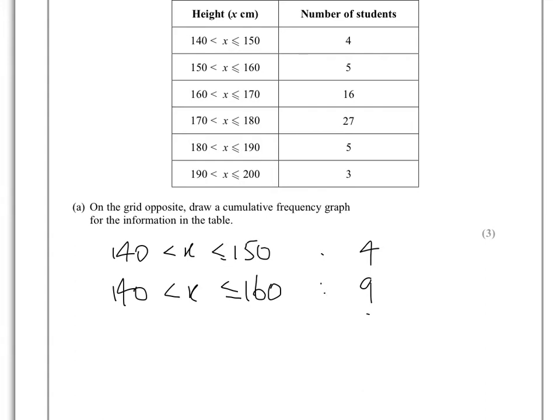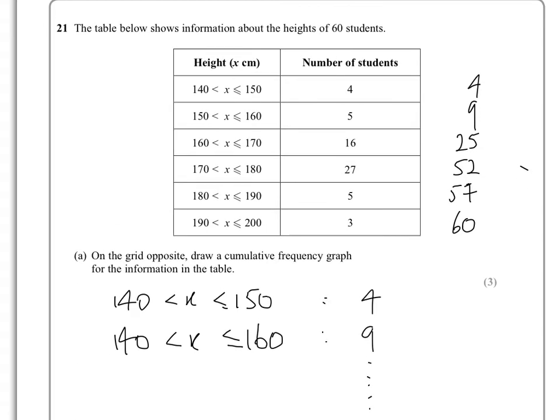And essentially we do that all the way down to the bottom. So what we'd end up with, 4 would obviously be the same as the first one. Then we've got 9. After that we've got 16 plus 9, 25. 25 plus 27, 52. 52 plus 5, 57. And then 57 plus 3, 60. And that's a good way to check that you've got it right, because if it's a cumulative frequency table, it will always add up to the total number of students, or whatever it is that they've mentioned in the question.